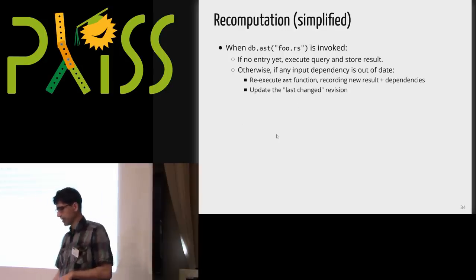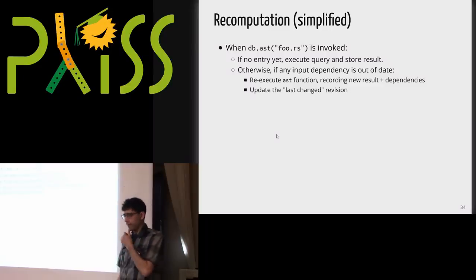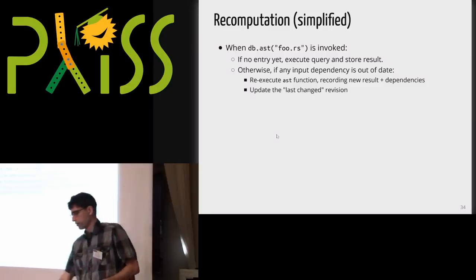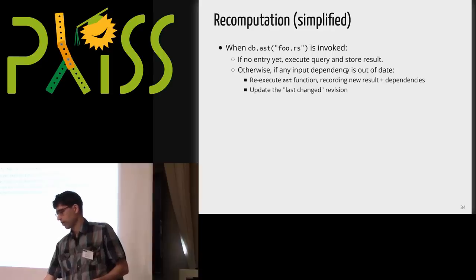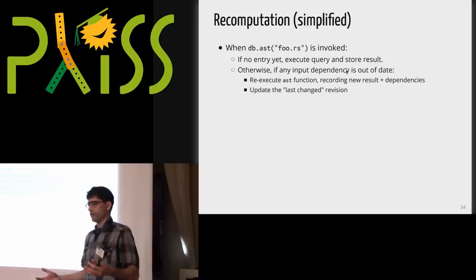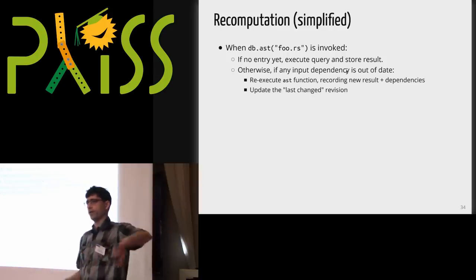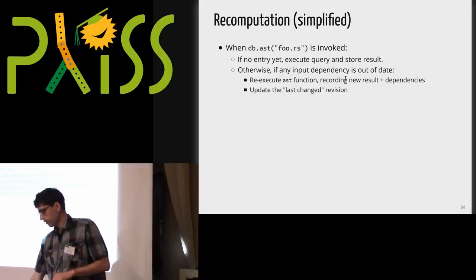The simplest idea would be something like this. When you invoke a given query, you can check if it's out of scope. Otherwise, you can walk over those dependencies and check if any of them have changed. What did they transitively depend on? Has it changed since the last revision? And if so, re-execute, right?